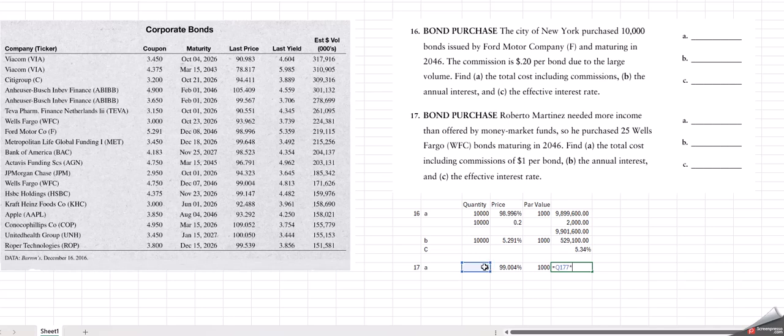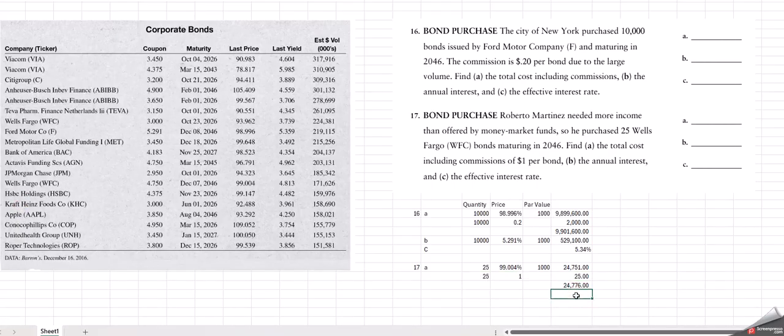So the price times the quantity, times that percentage is how much he's paying today. He's paying a commission of $1 a bond. So that would be $25. So again, just the price times the number of bonds, 25 bucks. And then we'll sum those up. So that's going to be his total price. I can delete that row.